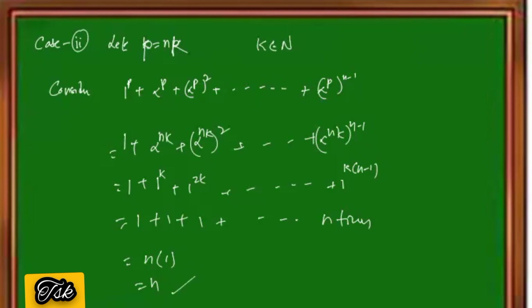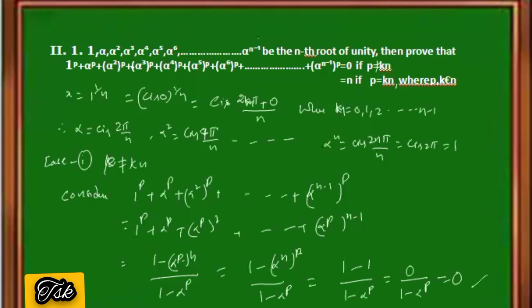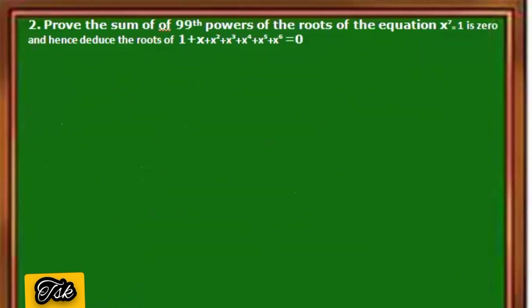This is the proof of the first problem. So the first problem is: 1, alpha, alpha square, and so on, alpha power n minus 1 are the nth roots of unity. Then we have to prove that this is equal to 0 if p is not equal to kn, where k belongs to natural numbers, and is equal to n if p is equal to kn, where k belongs to natural numbers. Okay. Next we move on to the second problem.